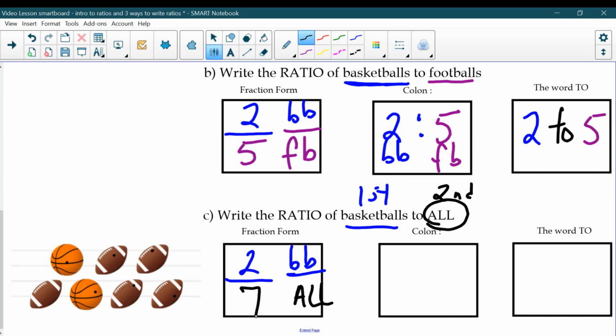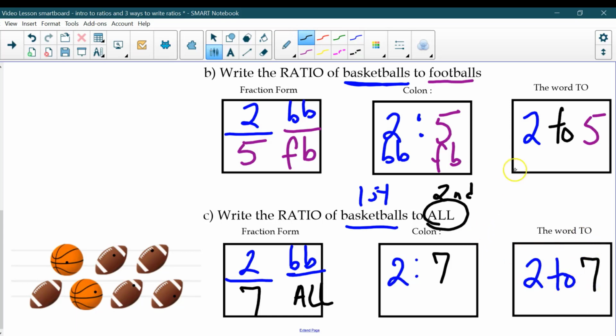So now let's write it using the colon. So we're going to have 2 basketballs to 7 all together. And now we're just going to write it using the word "to". 2 to 7. So you've got to be careful.